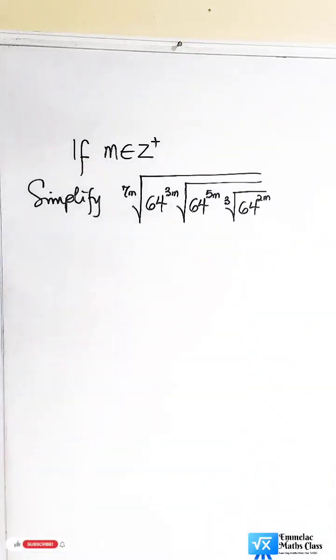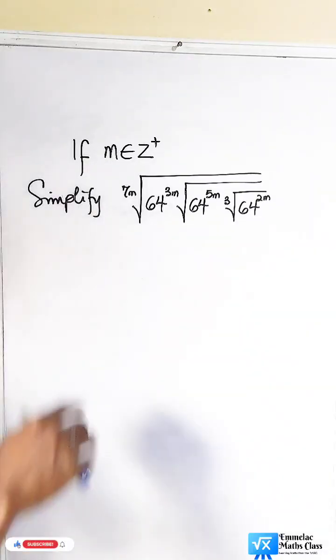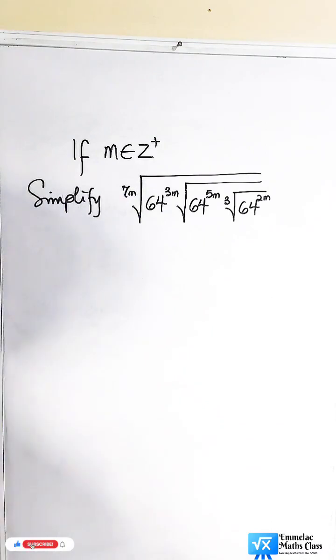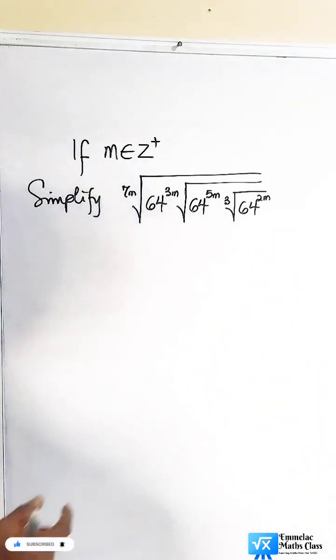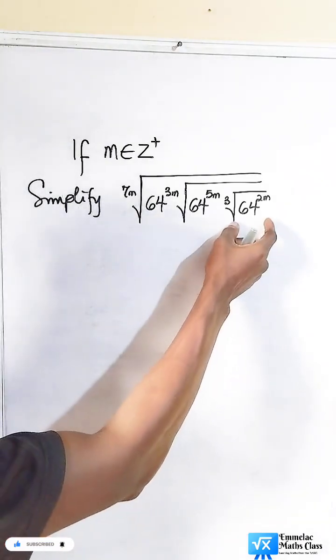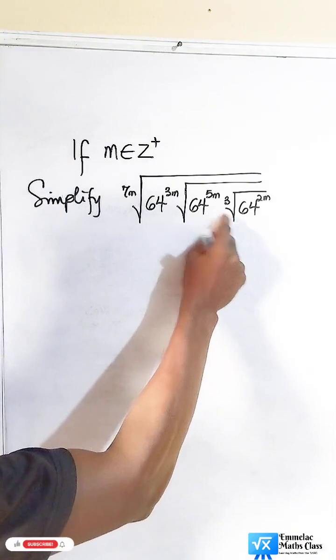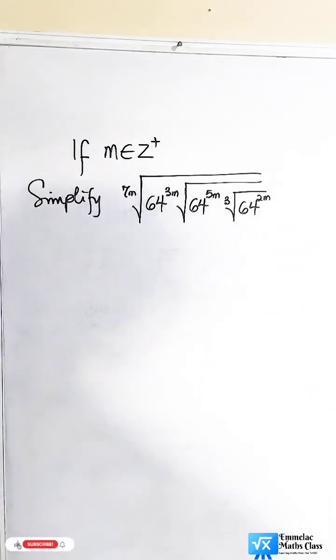Now let us simplify this expression, as long as m is a positive natural number. Now, we have base is 64. Okay, now let us first of all resolve the cube root of 64 raised to the power of 2m.